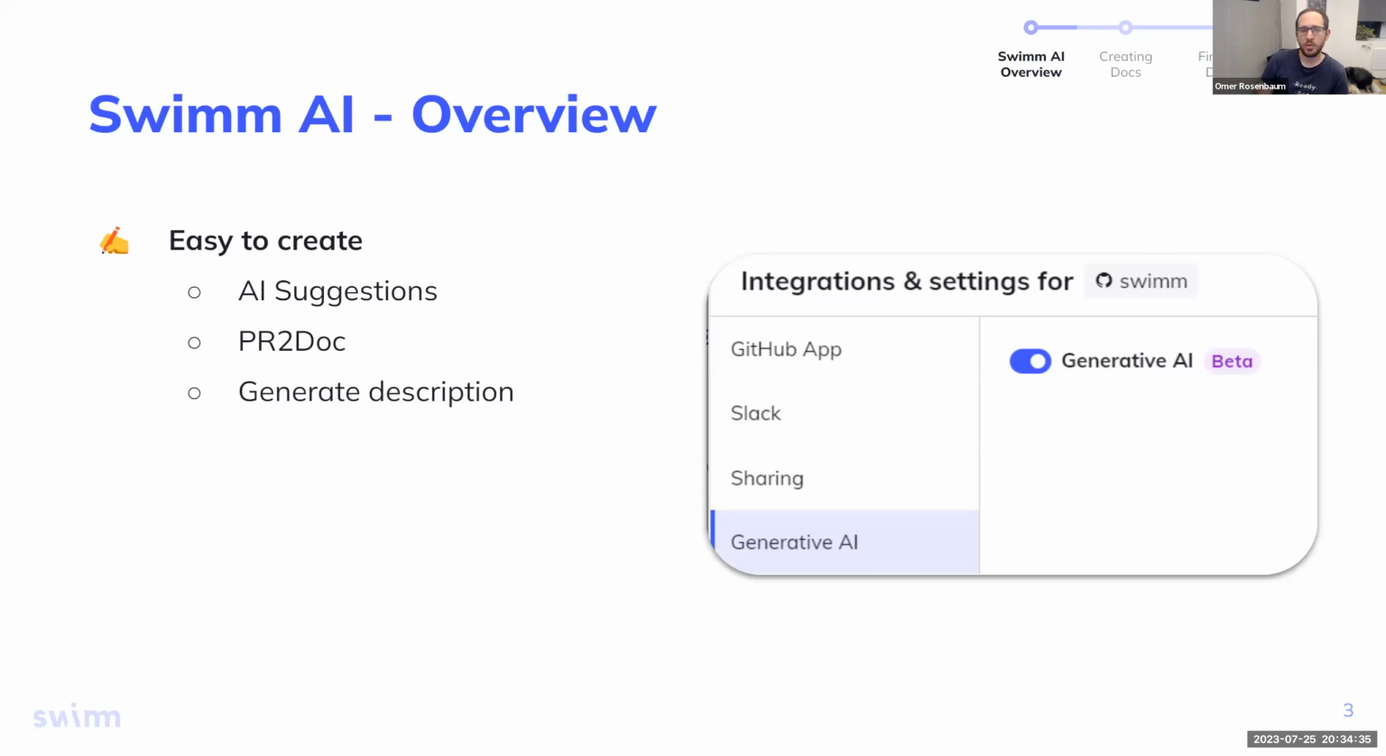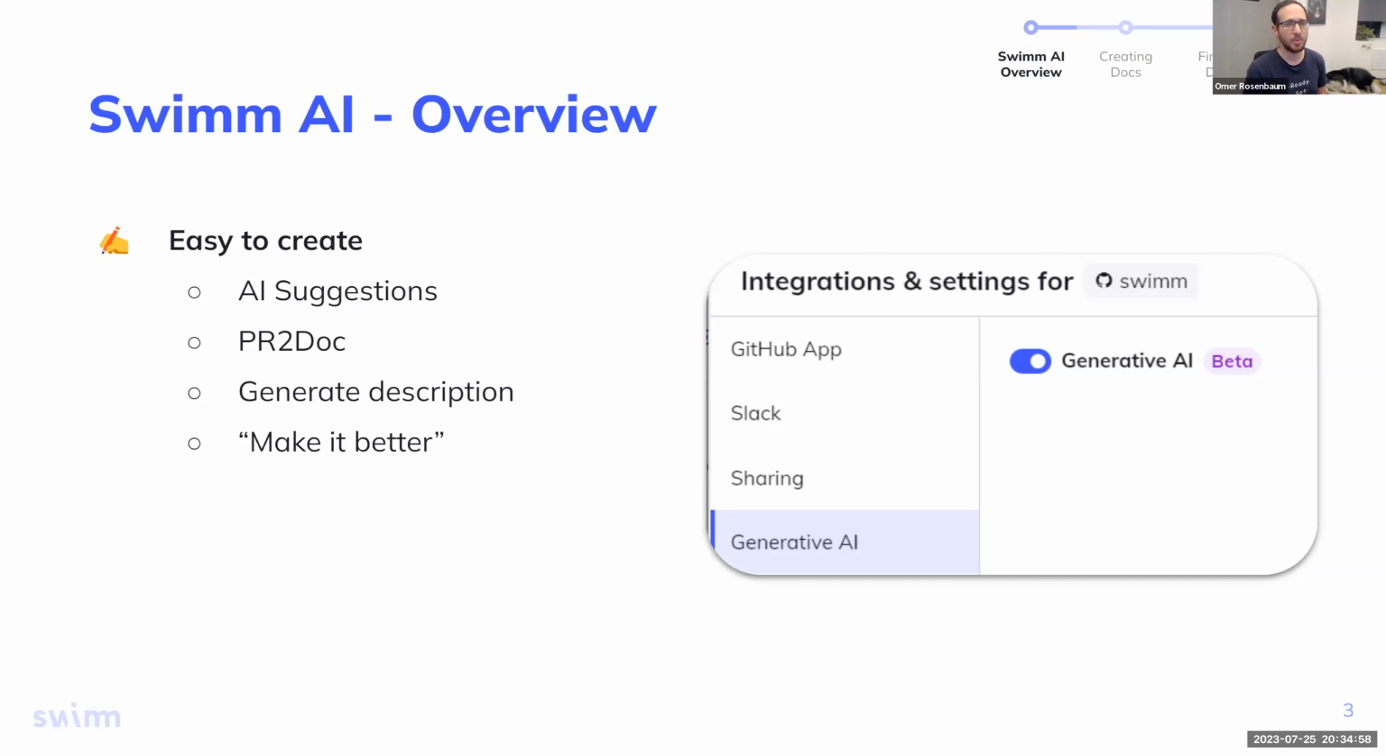We also introduced a generate description feature. That is, you select a snippet that you added to Swimm. So one of the things people do very frequently with Swimm is embed code snippets, parts of the code within the document, and then you could automatically generate a description for a specific snippet or a bunch of snippets, and you can make it better.